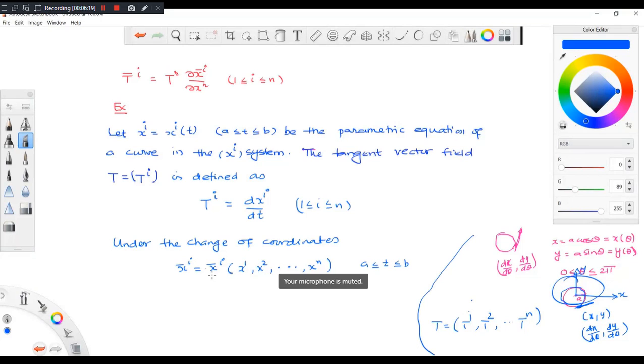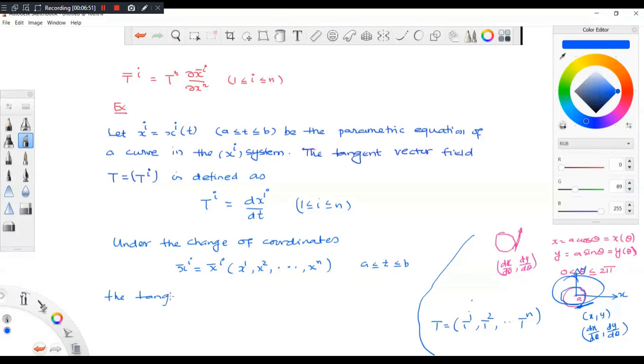Here this is my original coordinate system x1, x2, etc., xn, xi. Now from that I am changing to some other. You know the meaning of this? Suppose I am moving from a rectangular Cartesian coordinate system to polar coordinates, or from rectangular Cartesian to cylindrical or spherical coordinates. That's the meaning of that. Okay, then under this coordinate system, what will happen to the tangent vector?